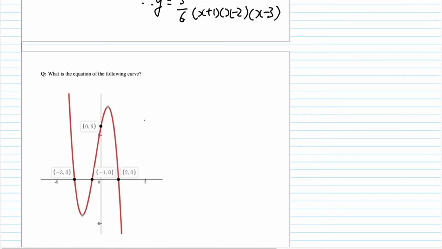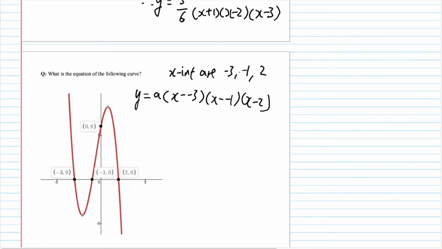Alright. So to find the equation of the following curve, you apply the same concept, but as you can see, because the graph starts from the top, we know that a is going to be a minus. So let's try to work it out. So in this case, we can have y is equal to a. Just find the x-intercepts first. So x-intercepts are minus 3, minus 1, and 2. So we have x minus 3, x minus 1, x minus 2.